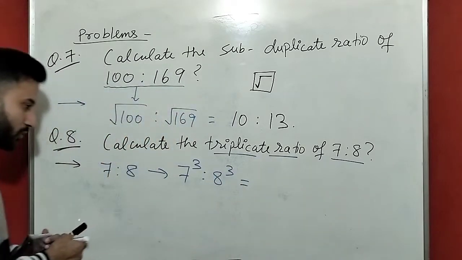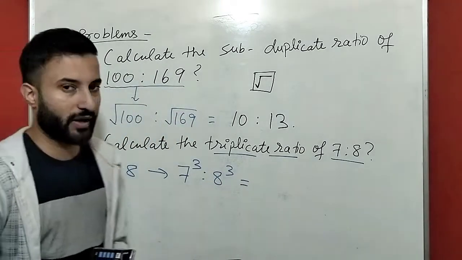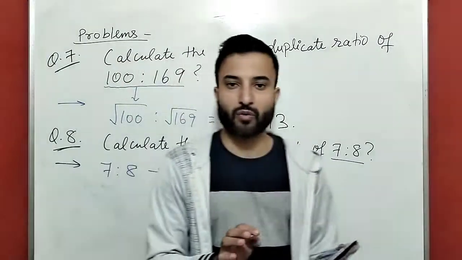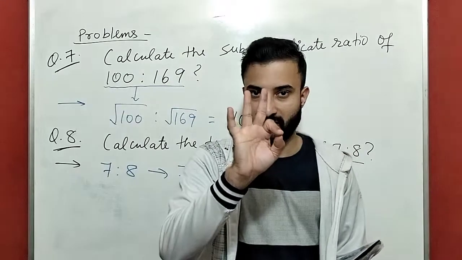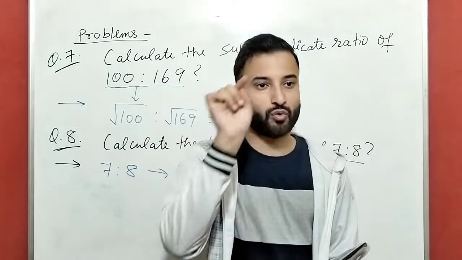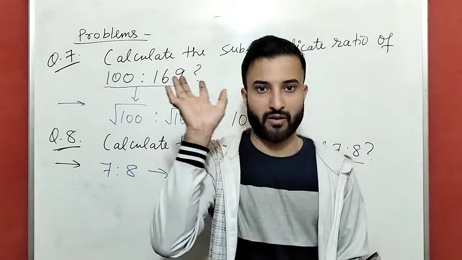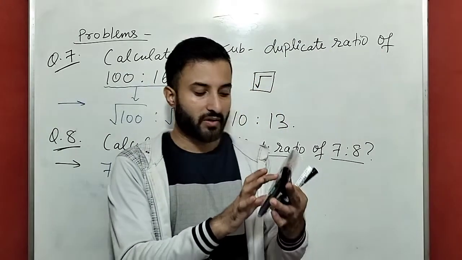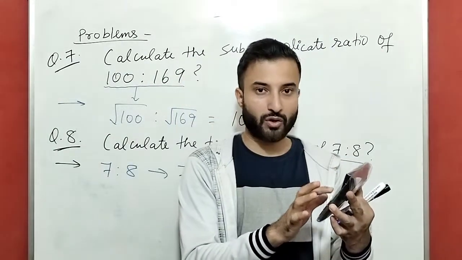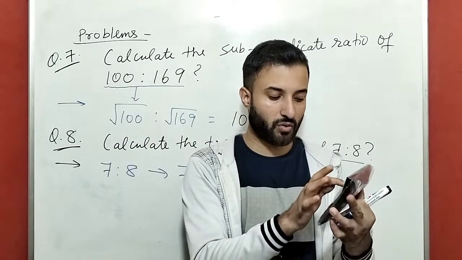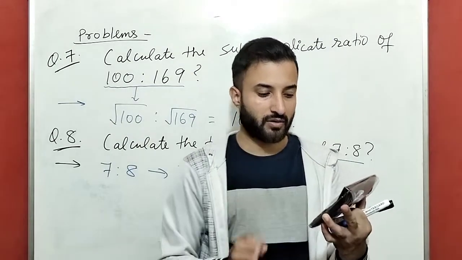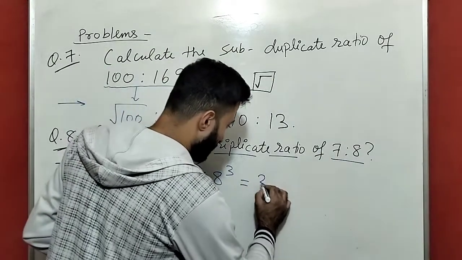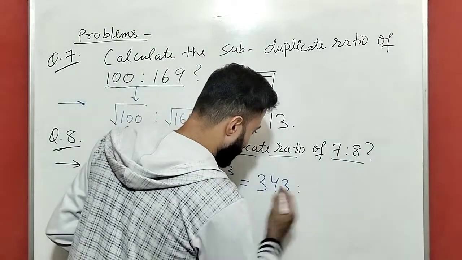Everyone knows how to find this in the calculator: 7 cube is to 8 cube. So 7 cube means in the calculator you are going to multiply 7 how many times? 3 times. 7 into 7 into 7, then equals. That is 343. So 7 cube is 343, is to 8 cube.